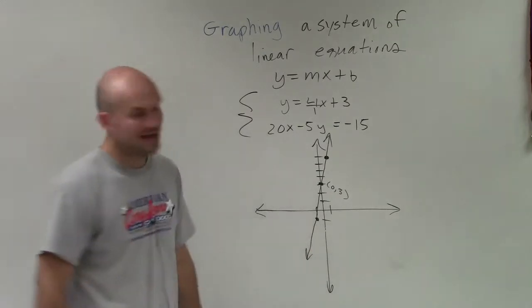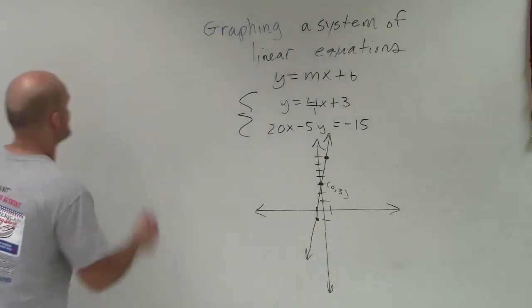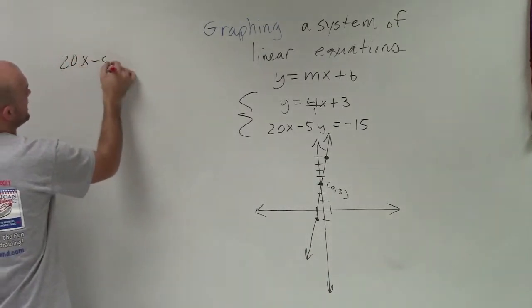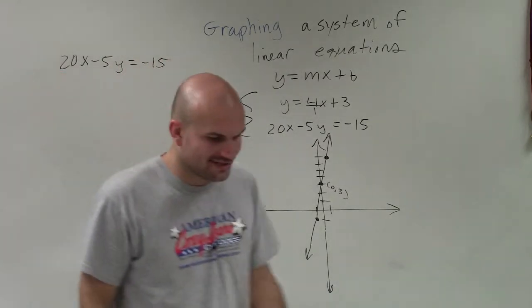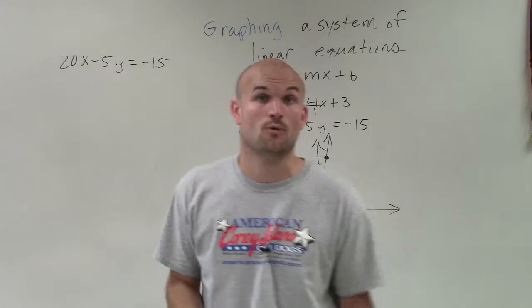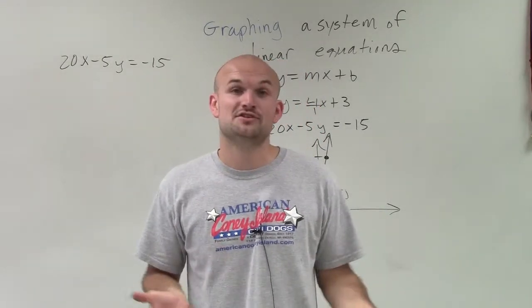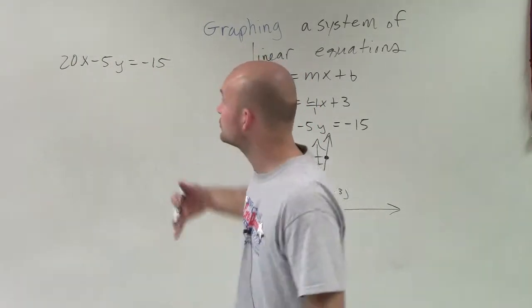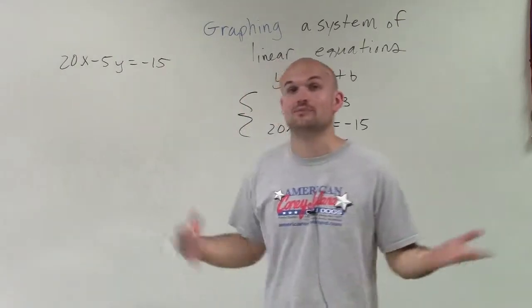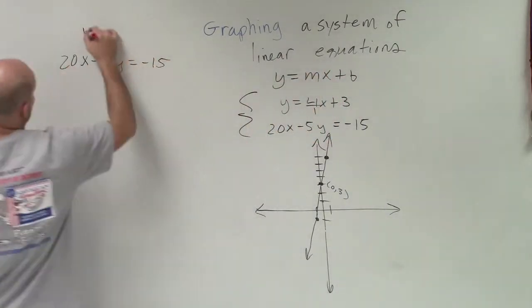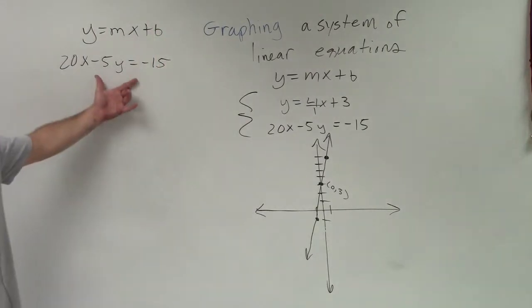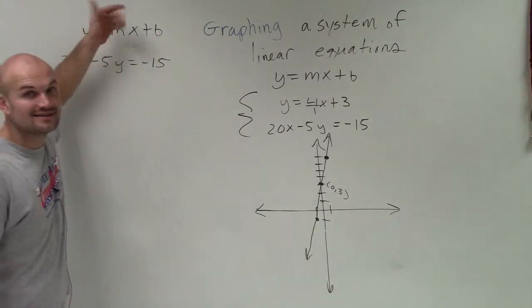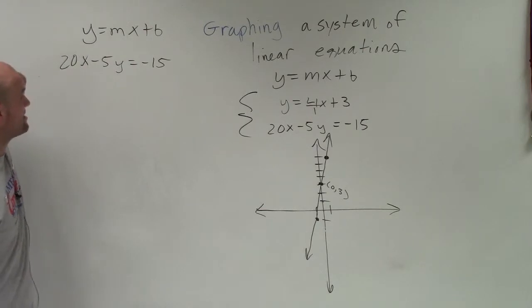OK. So now let's go and get to this next equation. So I have 20x minus 5y equals negative 15. All right, so when dealing with an equation like this, there's a couple different methods that we talked about. One was we could graph by using the x and y intercepts. We could also graph by converting to slope-intercept form, and that's what I'm going to do in this example. So I have y equals mx plus b. And what I want to do is I want to take this equation and convert it to this format, the y equals mx plus b form.